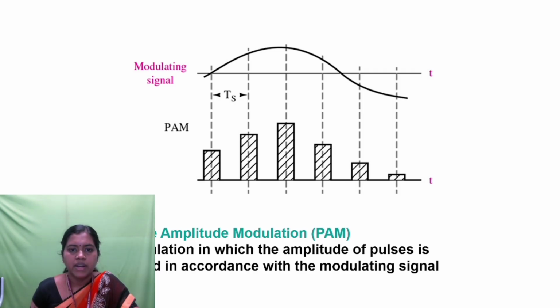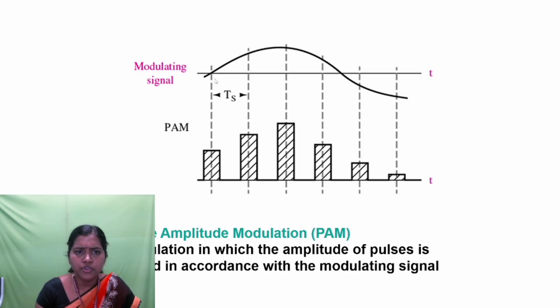So this is the modulating signal. If you see, this is your analog modulating signal. After modulation, you get the pulse amplitude modulation. Here the amplitude is getting changed. The amplitude of the carrier is changed in accordance with the modulating signal. So it is a modulation in which the amplitude of pulses is varied in accordance with the modulating signal.